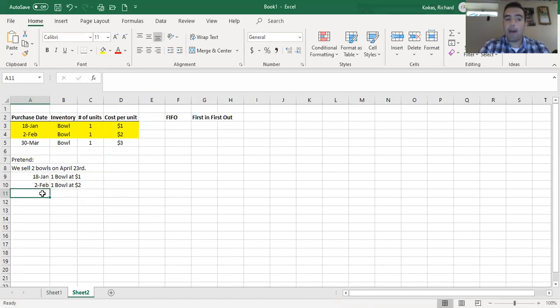So what we now have, we sold 2 bowls on April 23rd. The cost of goods sold for those 2 bowls, which we need for our income statement and for our journal entries, is going to be 1 bowl at $1 plus 1 bowl at $2, or a total cost of goods sold of $3. Okay, does that make sense? All right, so we're going to keep moving.